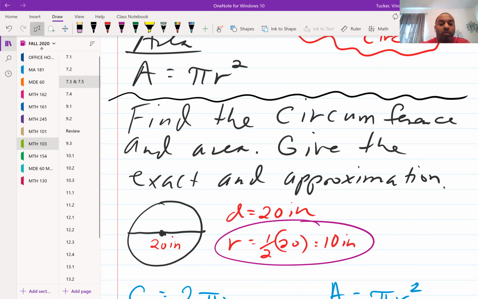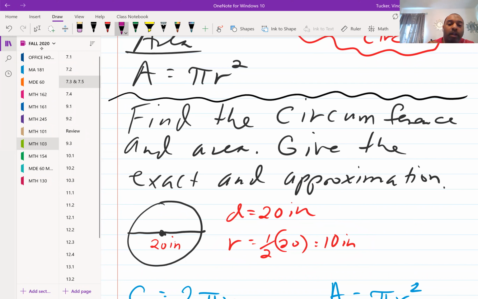All right, so notice we have this diagram for our circle, and it has 20 inches, but it's going from end to end through the center. So it lets us know that our diameter is 20, and we have to calculate our radius. They didn't give it to us, but they expect us to be able to calculate it from the diagram. So half of 20 is 10 inches.